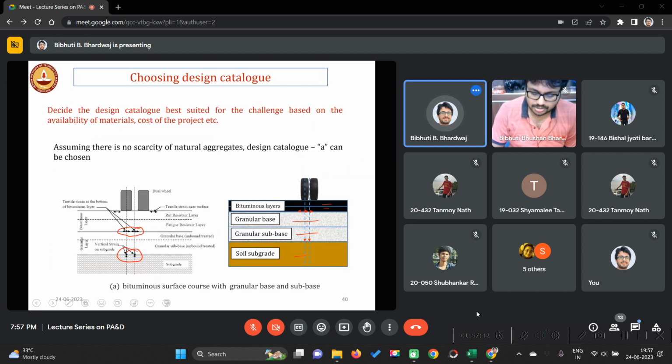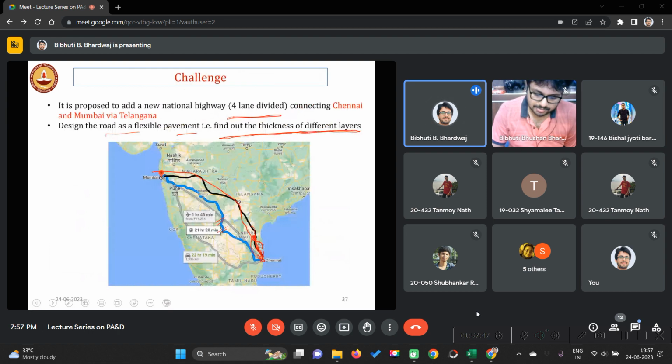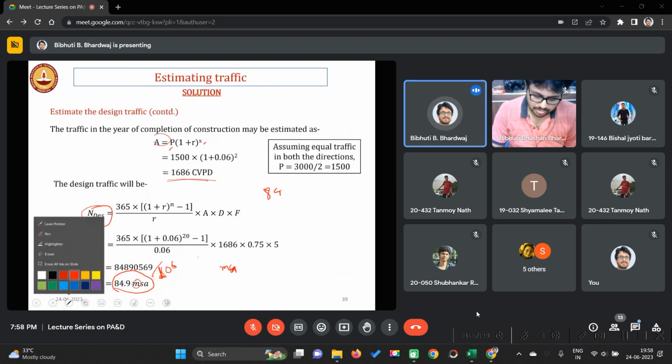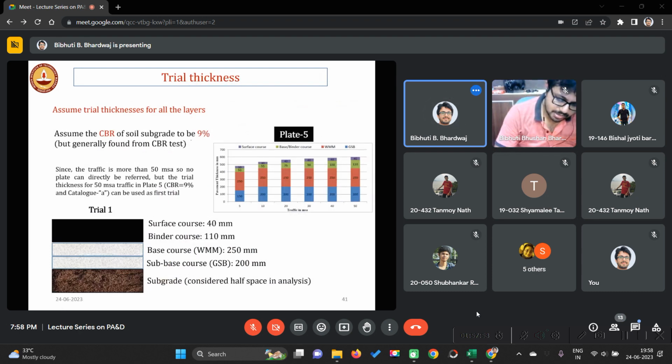So how will you start? As I said, what is the CBR value given here? CBR value is not given. So what we can do is assume the CBR value as well. Generally you need to do a CBR test and find out, but if it is not given, let's assume that it is 9%. Okay, so for CBR 8% you can download IRC 37 and see plate 4, then plate 5 is for CBR of 9%.